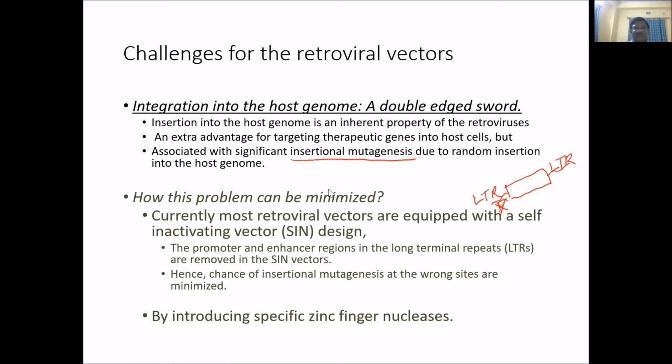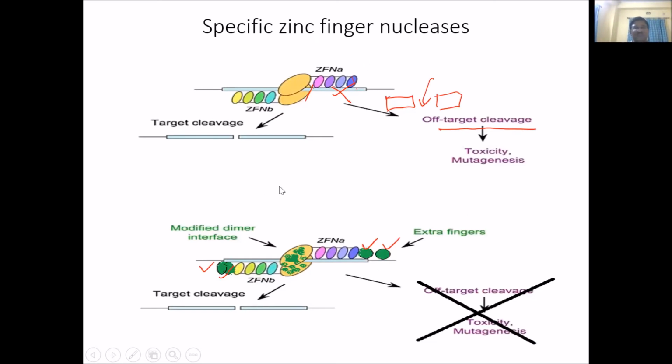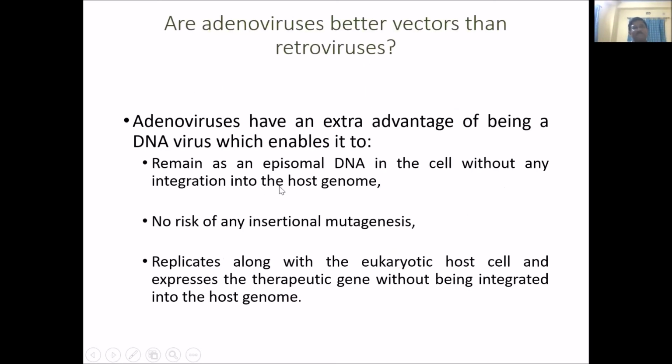So there are several ways to reduce this insertional mutagenesis. You create a self-inactivating region by removing the enhancer and promoter regions, or you introduce some specific zinc finger nucleases. Now, which one is better, adeno or retro? Adenovirus is a DNA virus. So it remains as an episomal DNA without integration. So no risk of any insertional mutagenesis.